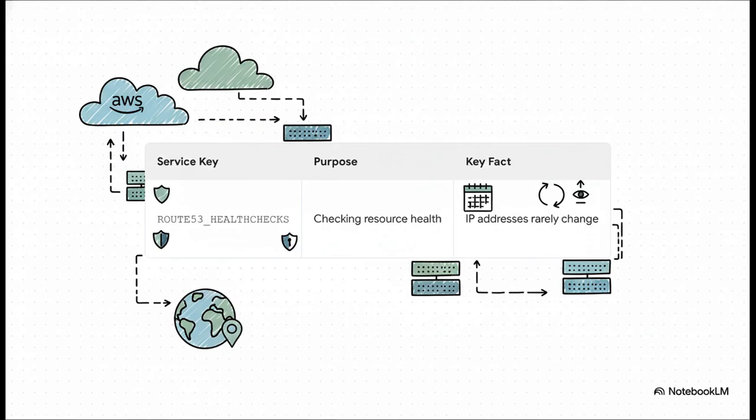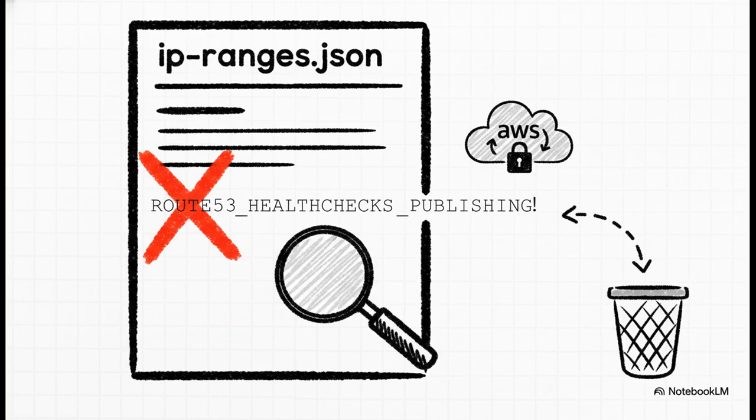Now, here's a quick but really important warning for you. When you're searching that file, you're also going to see a key called ROUTE53_HEALTHCHECKS_PUBLISHING. You can, and you absolutely should, completely ignore this one. The documentation is crystal clear. These are only used internally by AWS, so you don't need to add them to your firewall rules. This little tip will save you from adding a bunch of unnecessary clutter.